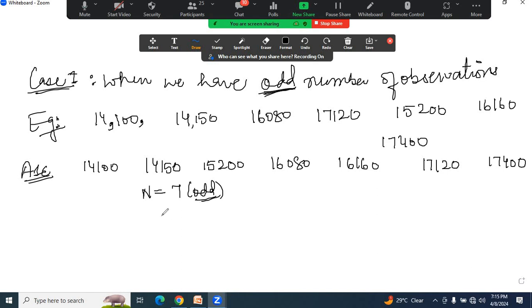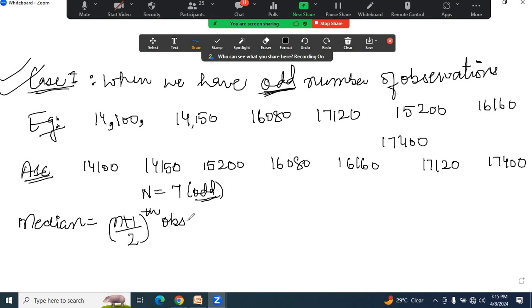So when I have n as an odd number, which is the case I'm discussing, the median will be... any idea? Let me ask you, if you know, can you tell me what the median will be? N plus 1 by 2. Very good. N plus 1 by 2 what?